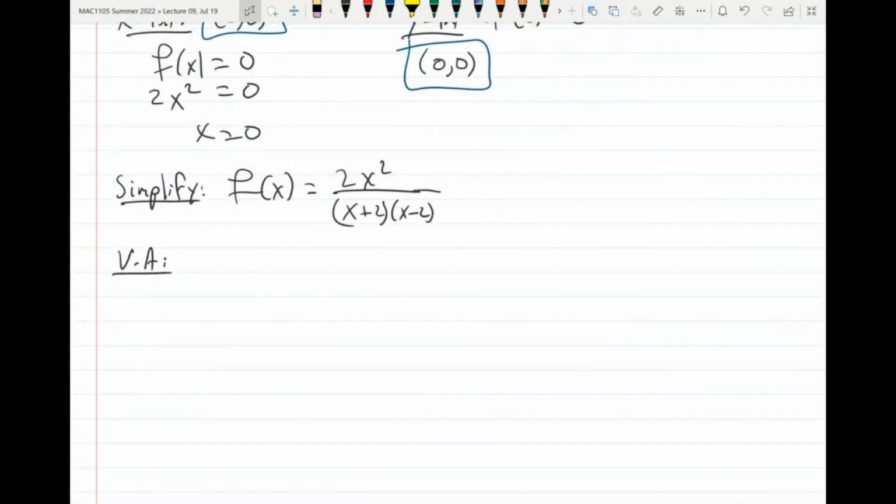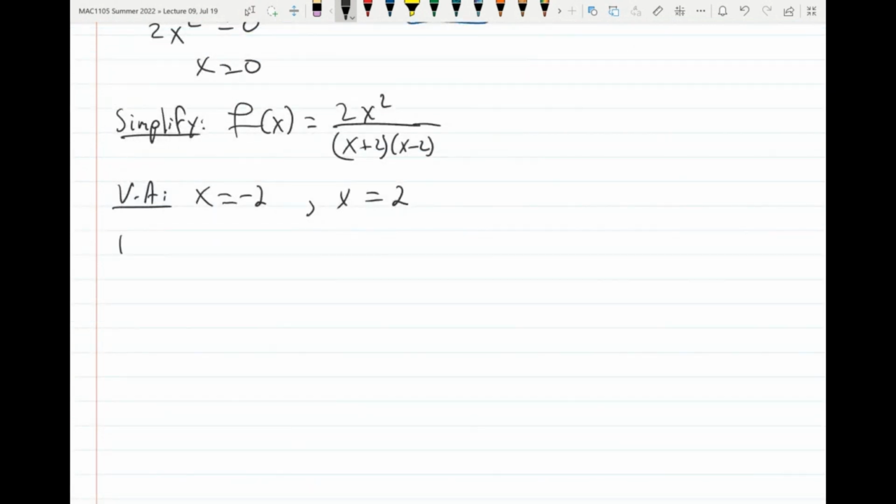Do we have vertical asymptotes? What are they? So x equals, remember, you cannot tell me a number, you need to give me an equation of a line. X equals negative 2, x equals 2. Good. Do we have any horizontal asymptote?